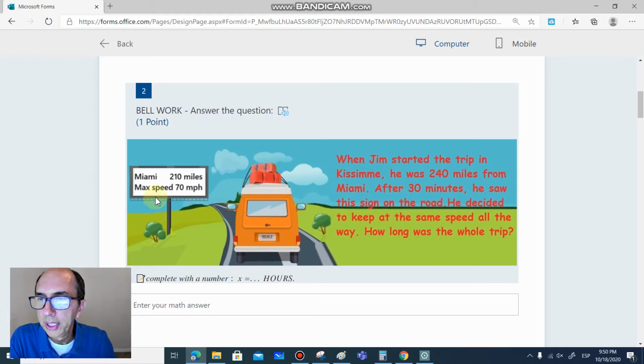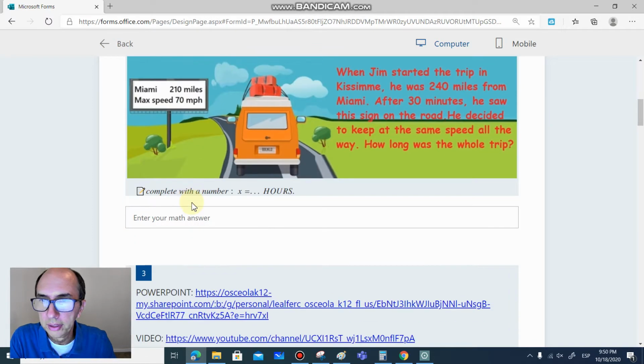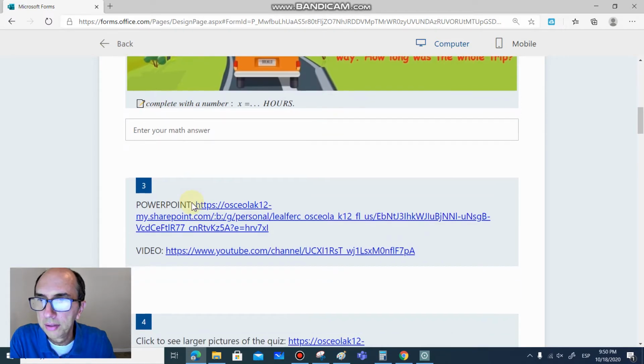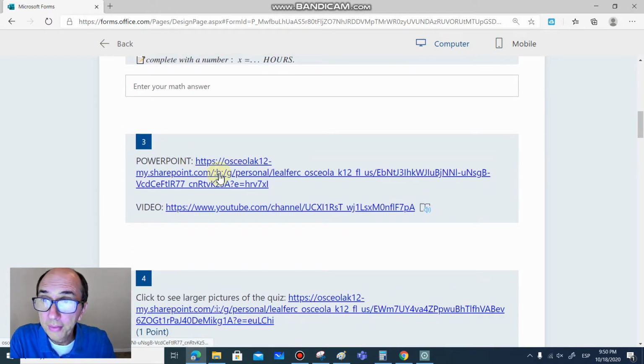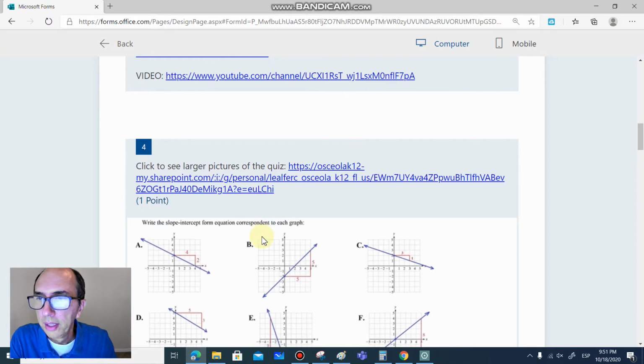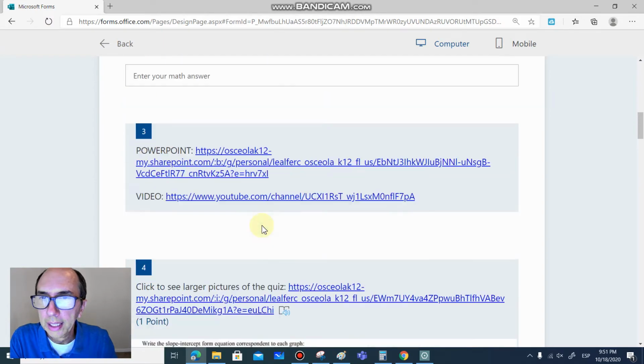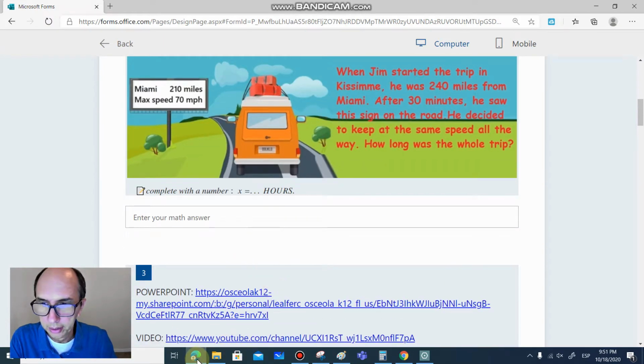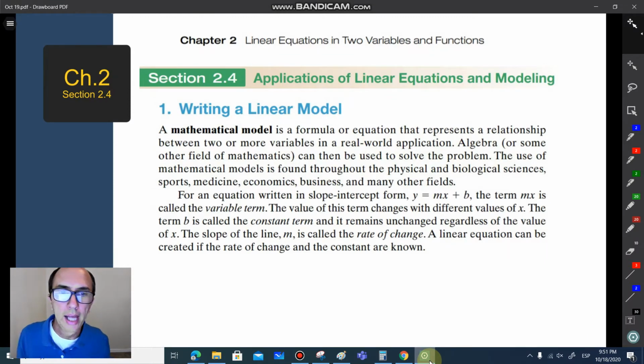So this is a pretty simple bell work. I think you're going to be able to calculate, to figure it out. You're going to have the PowerPoint here, and the YouTube, the access to this video is right here as well. And the quiz. Let's first go to the PowerPoint, and I'm going to use this app. Applications of linear equations and modeling.